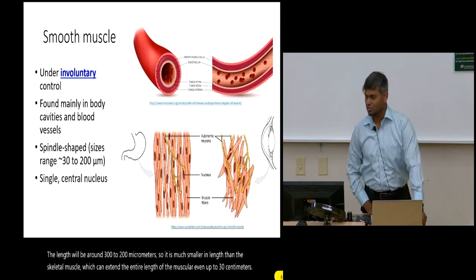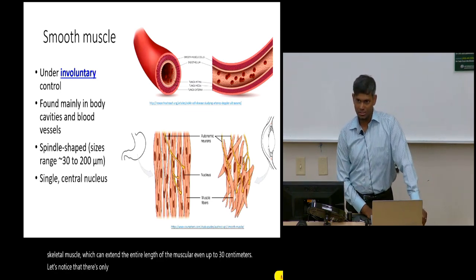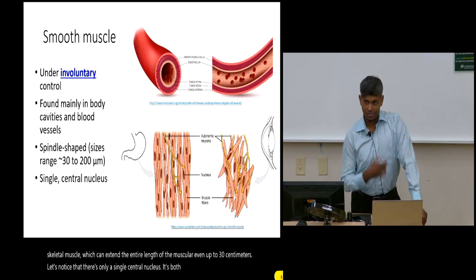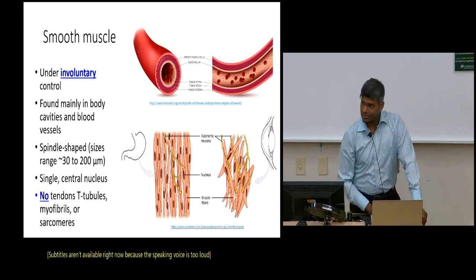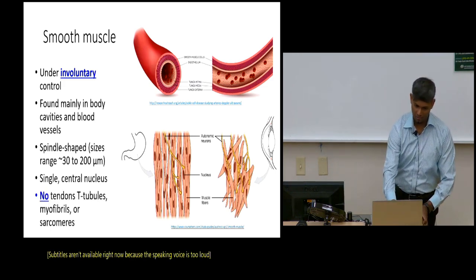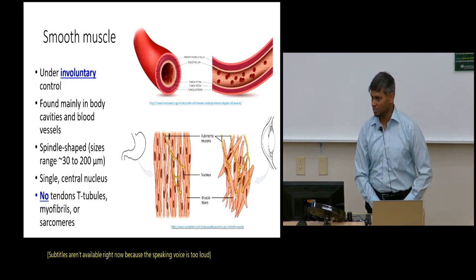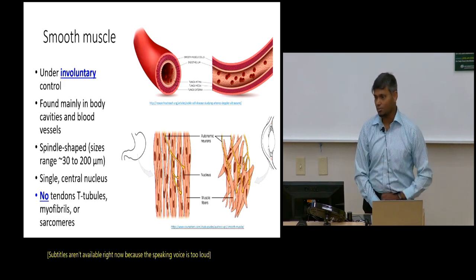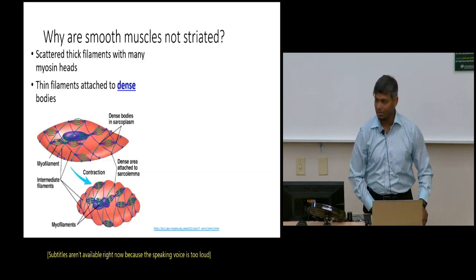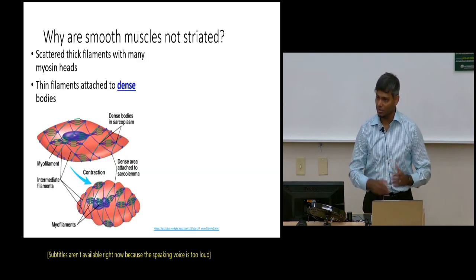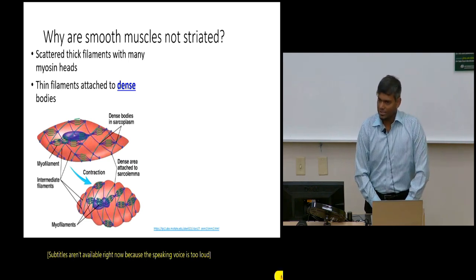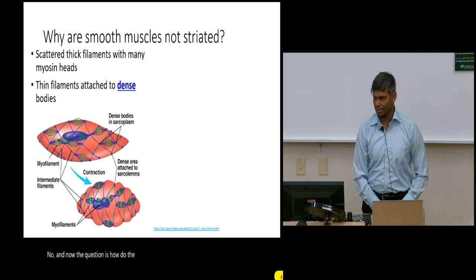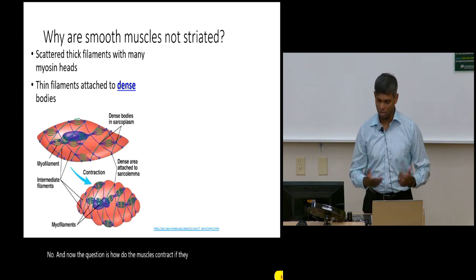We also notice that there's only a single central nucleus in smooth muscles, in contrast to skeletal muscles, which are multinucleated. There are no tendons, no T-tubules, myofibrils, or sarcomeres. So we know that it is the sarcomeres which are necessary for the striated pattern in the skeletal and cardiac muscle, but here you have no sarcomeres. And now the question is, how do the muscles contract if they don't have any sarcomeres?